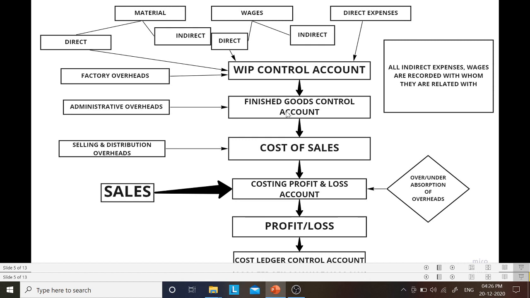Now the balance of this finished goods control account is transferred to cost of sale. Now what is cost of sale? Here I determine the total cost. Here I gather the total cost of the material, I mean finished goods, to be sold out. So cost of sale is like the total cost of a product, and I'm adding here selling and distribution overhead.